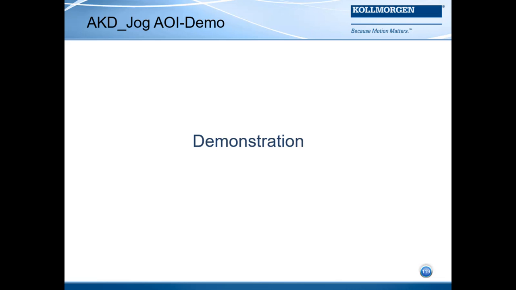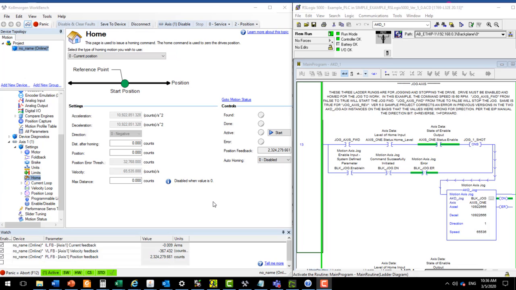Next, I'm going to demonstrate the AKD jog add-on instruction in both modes of operation. First, we're going to demonstrate the AKD jog in position mode. So you'll notice in Workbench and service position mode, the drive is already active or enabled, and I'm on the home screen, and at the moment the home, found, and done are not illuminated, so the drive has not been homed.